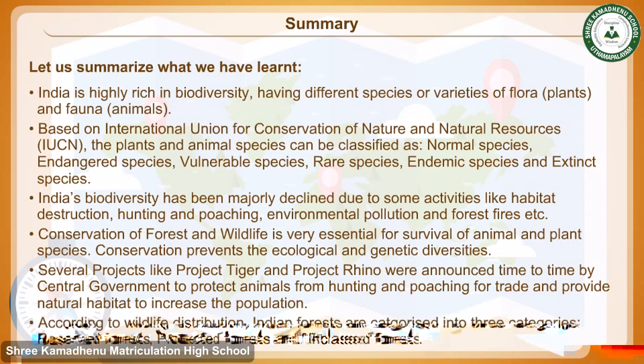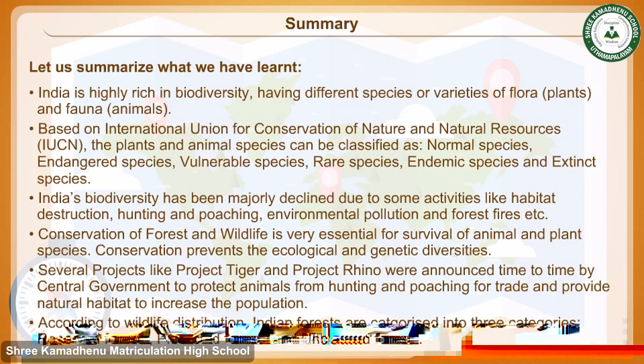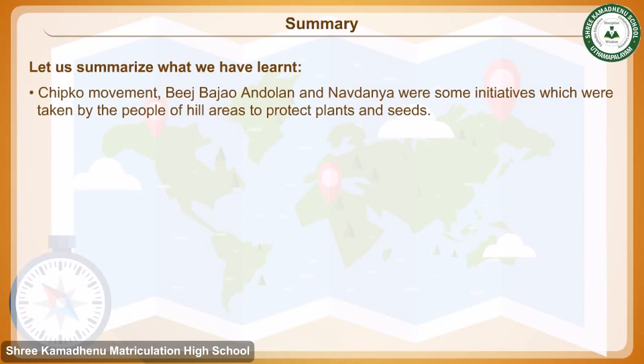According to wildlife distribution, Indian forests are categorized into three categories: reserved forests, protected forests, and unclassed forests. Chipko movement, Bij Bachao Andolan, and Navdanya were some initiatives which were taken by the people of hill areas to protect plants and seeds.